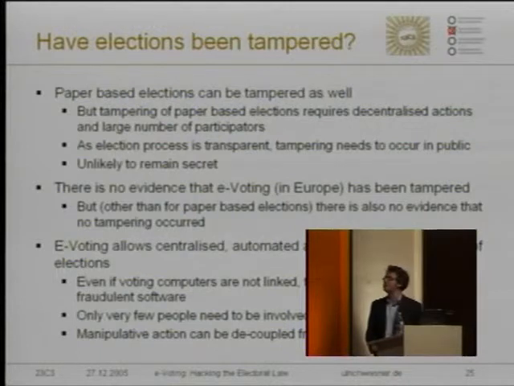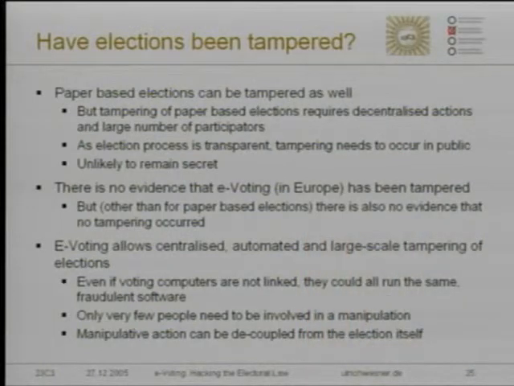Have elections been tampered with? Probably not. In Europe, at least, most election results have been close to what is expected. There's no evidence that any e-voting has been tampered with. But there's also no evidence that e-voting has been run correctly, because you can't see into the box.